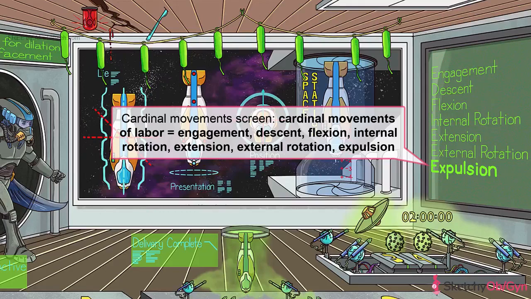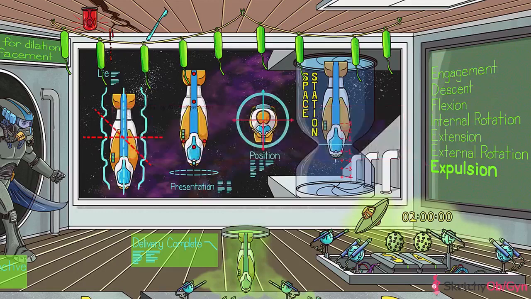Extension, when the fetal head extends. External rotation, so that the shoulders come through. And finally, expulsion, which is when the entire fetal body delivers. And just like that, we did it. We delivered a space pod. I mean, baby.